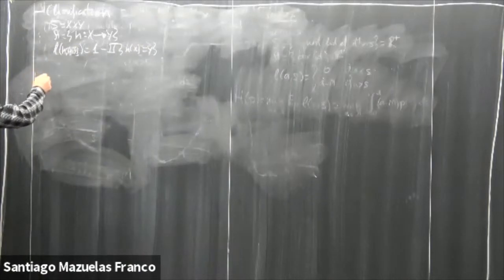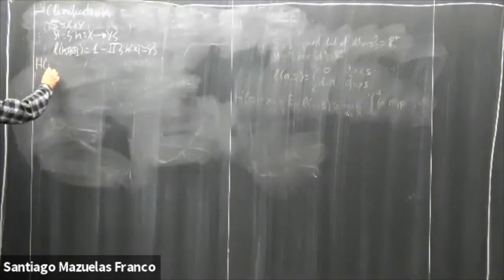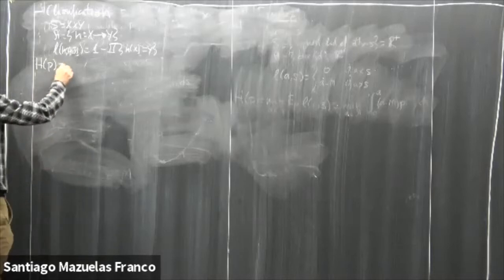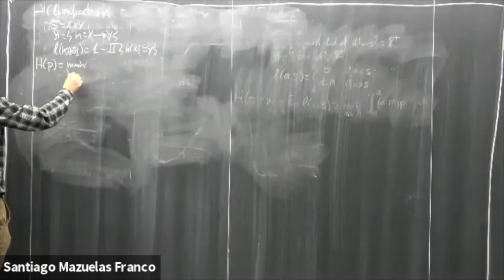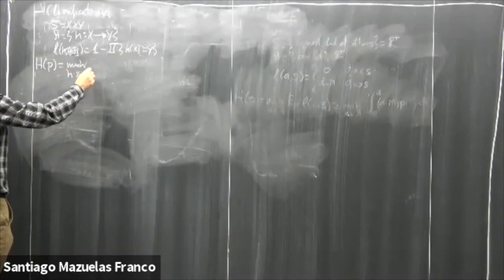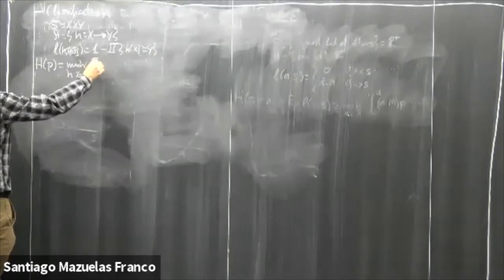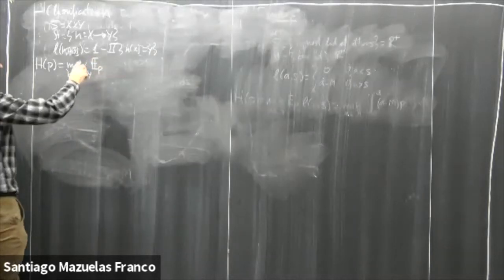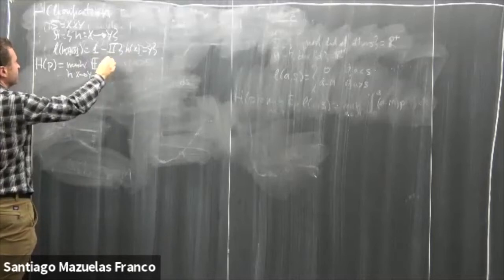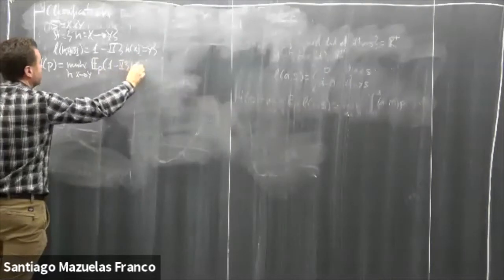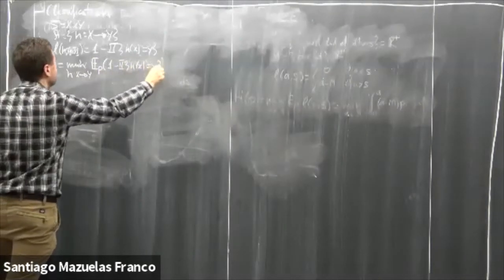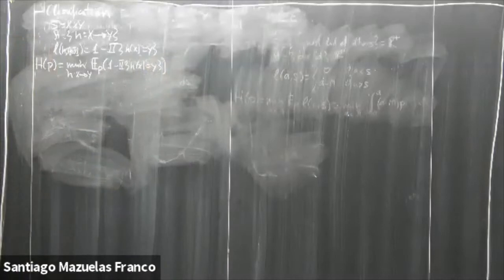So let's start minimizing the expected loss in this problem. So we want to minimize over the actions, the classification rules, functions from X to Y, the expected loss under some distribution P of the loss, which is this function here. All right, so let's go ahead and do this minimization.